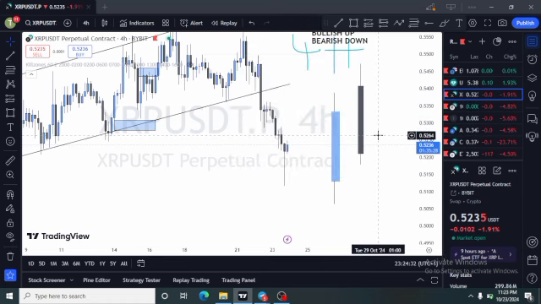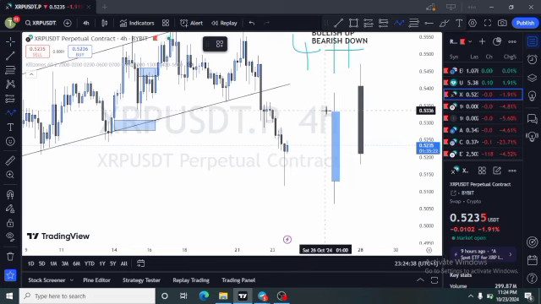So now what is open, high, low, and close? The open is where the market started. For example, this is a 4-hour candle. When it started, the market opened here and went down. This is the low, the lowest point that the market reached.